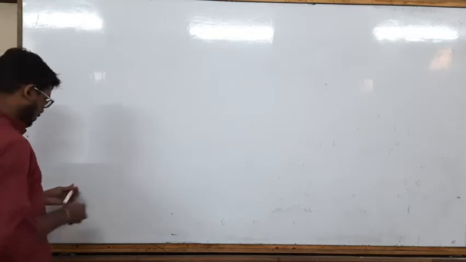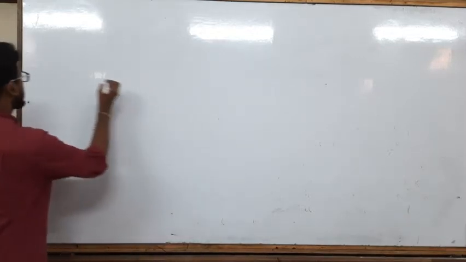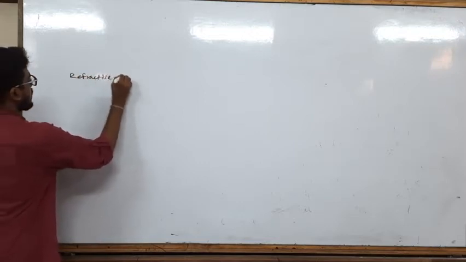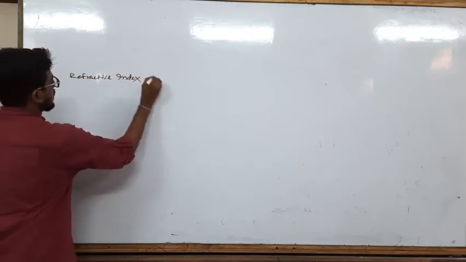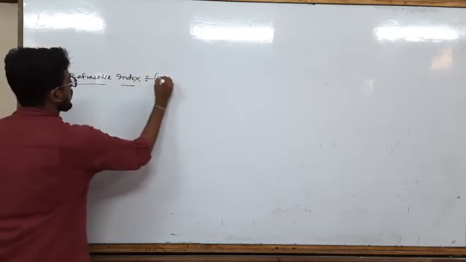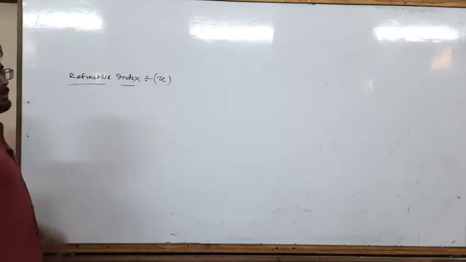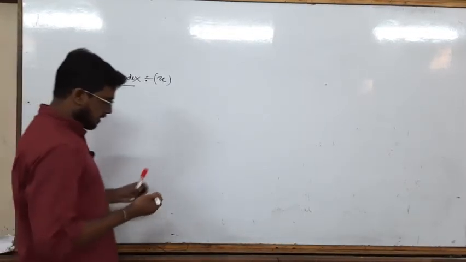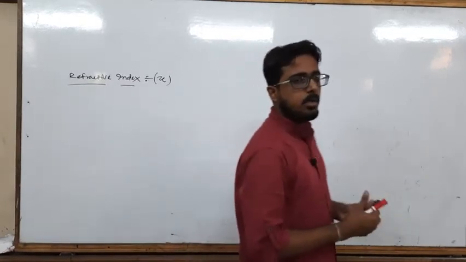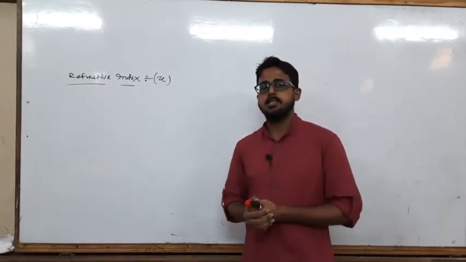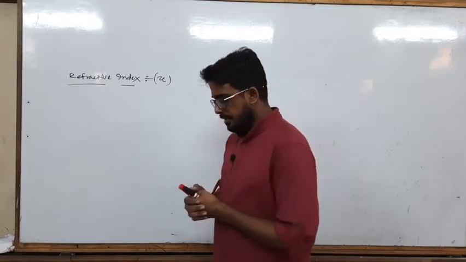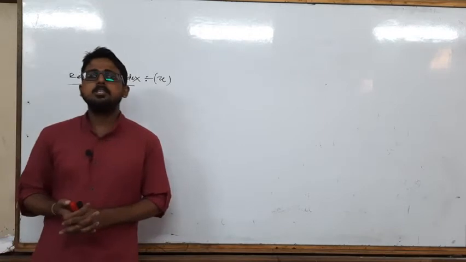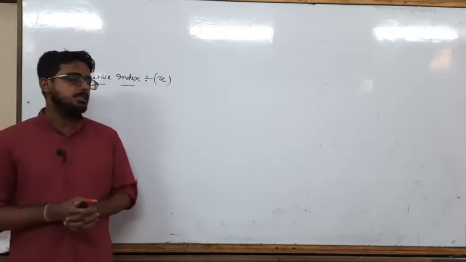So next we have to study what is refractive index. It is basically denoted by mu. So what is refractive index? Refractive index is a constant of a medium which determines the speed of light within it. Okay, so the refractive index is the property of a medium which determines the speed of light in that medium.